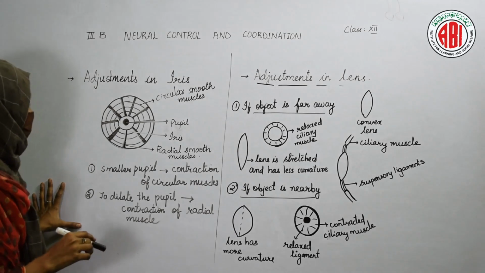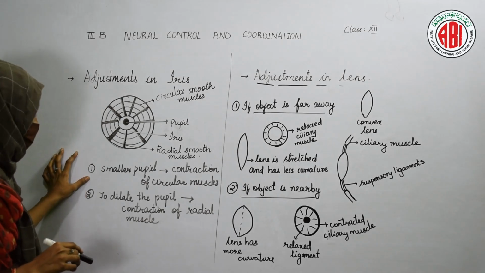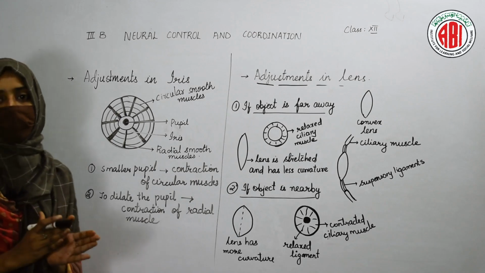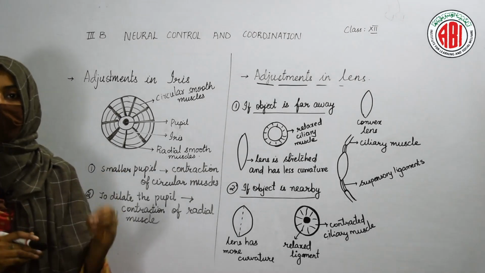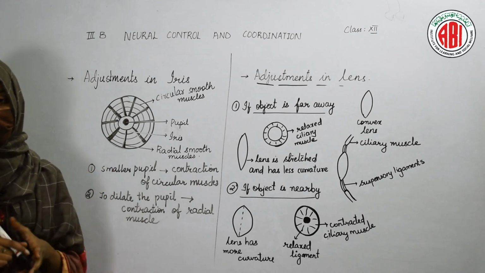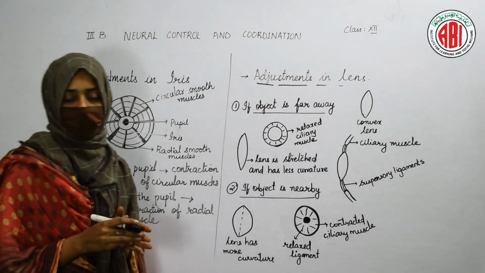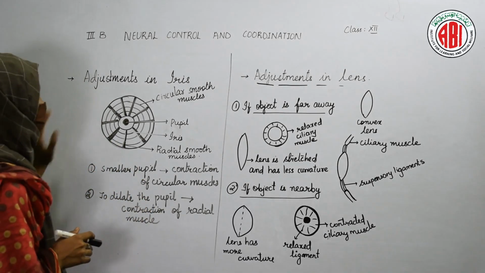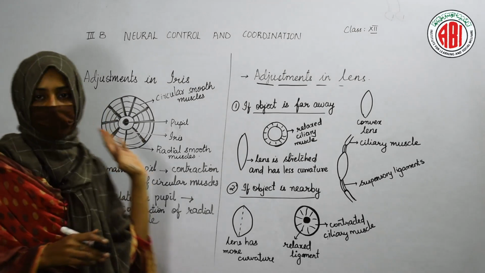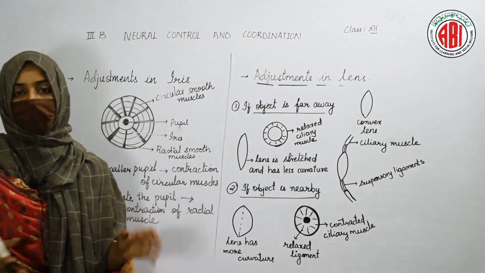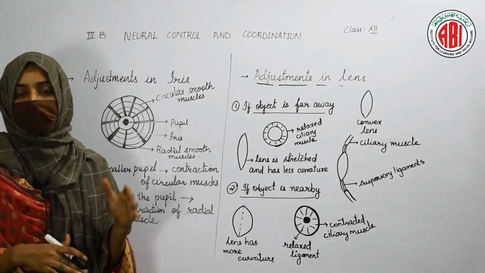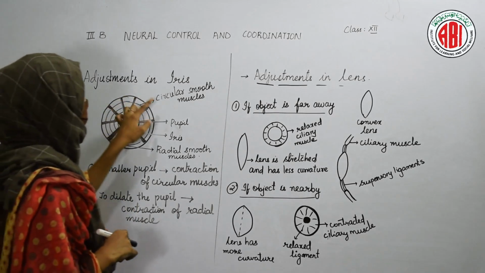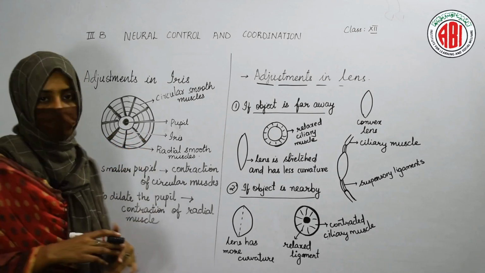This is how the contraction of circular smooth muscles and the contraction of radial smooth muscles regulate the size of the pupil and help us to see the different things in the presence of bright light and also in dim light. This is about the adjustment in the iris, and this adjustment is not under our conscious control. It is an involuntary function. So it happens due to the contraction of circular and radial smooth muscles.